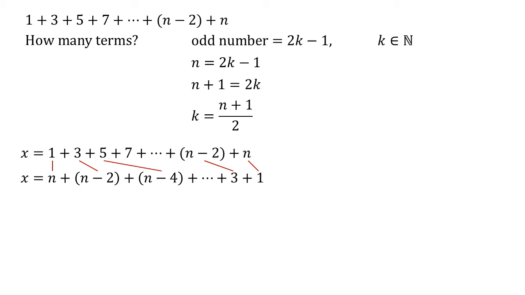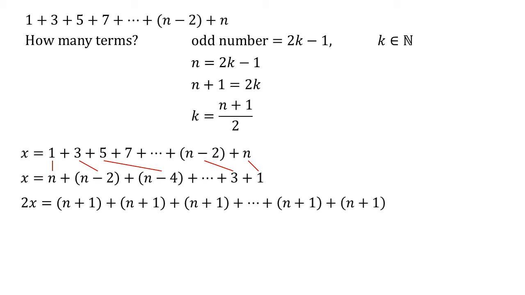So if we add both our lines together, on the left-hand side we get x plus x, which is 2x, and on the right-hand side we get n plus 1 plus n plus 1, and so on and so on. Now we've already said at the beginning that if we're going up to n, then we must have (n plus 1) over 2 terms. So we've got (n plus 1) over 2 lots of n plus 1. So 2x is equal to (n plus 1) over 2 times (n plus 1). Well, if we multiply those n plus 1s together, we're going to get (n plus 1) squared, still over 2.